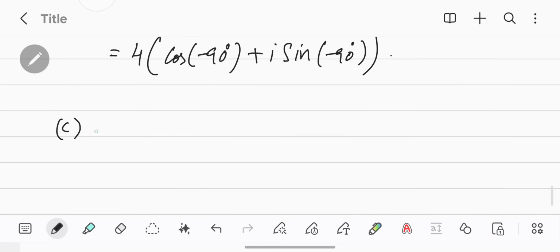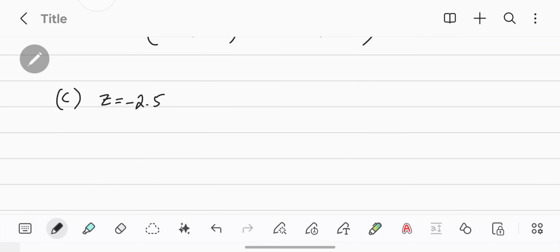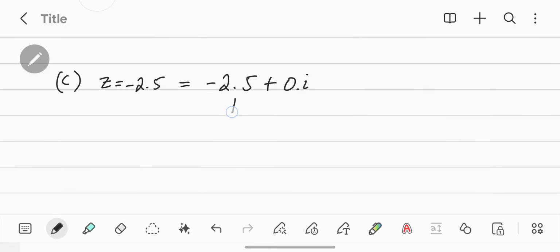Okay, now we will do the C part of this question. In this part, my Z is equal to negative 2.5. I can write negative 2.5 as negative 2.5 plus 0 times iota, because here there is no iota. Here if I compare, my A value is negative 2.5 and my B value is 0.